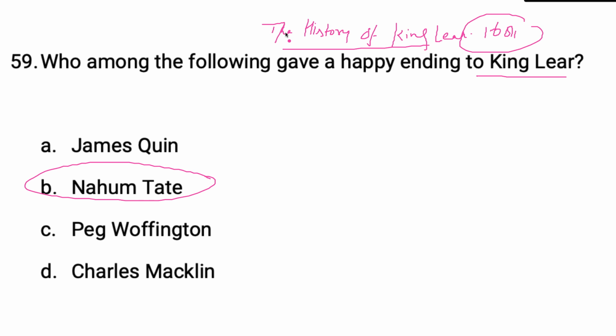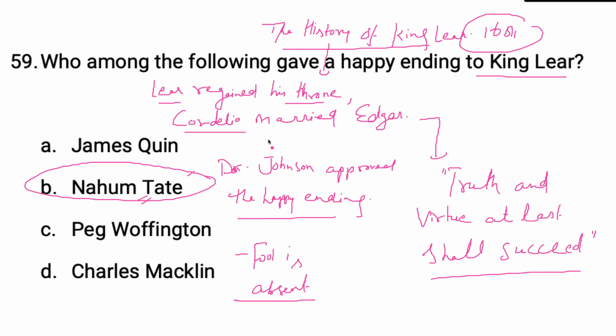However, Dr. Samuel Johnson felt pleased. He approved the happy ending because Dr. Johnson did not approve of Cordelia's death. He felt that this was unbearable. In his own words, the death of Cordelia was unbearable. So he approved this happy ending.